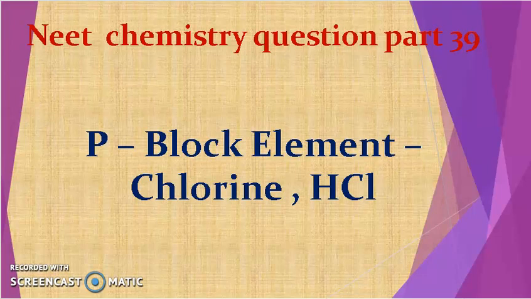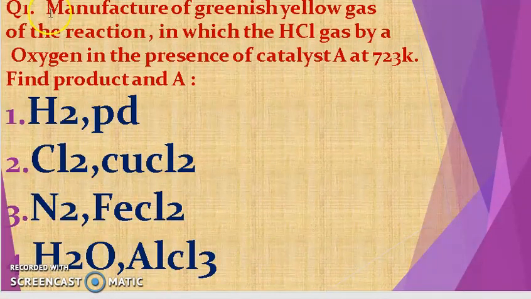Okay, so let's go to the first question now. The question is: in the manufacture of a greenish yellow gas, the reaction in which HCl gas reacts with oxygen in the presence of catalyst A at 723 K. We have to find out the product and also A, the catalyst. These are the two things we have to find out from the options, and choose one option.